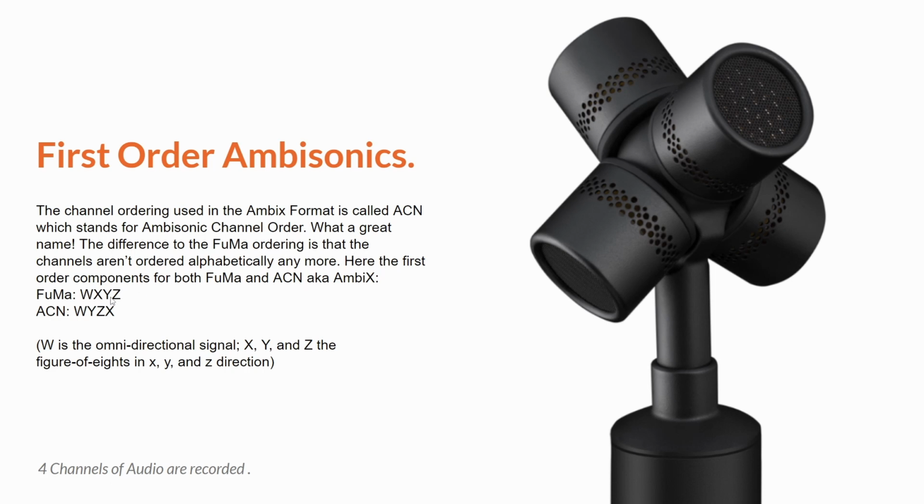One is WXYZ and the other one's WYZX. Why they would do that, we don't know. As I mentioned, W is the omnidirectional signal. X, Y, and Z are the figure of eights in the X, Y, and Z direction. So similar to Unity, you get your 3 dimensions and you're able to record a different audio source in each direction. And that essentially, using the time difference between them, calculates the spatial orientation.